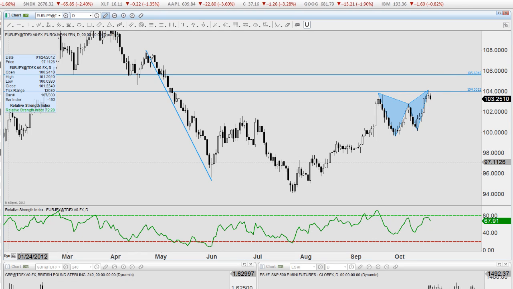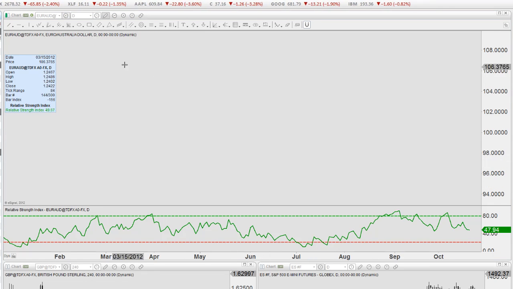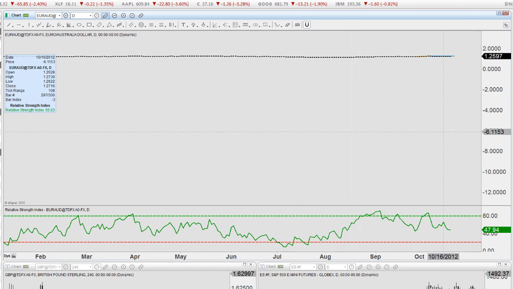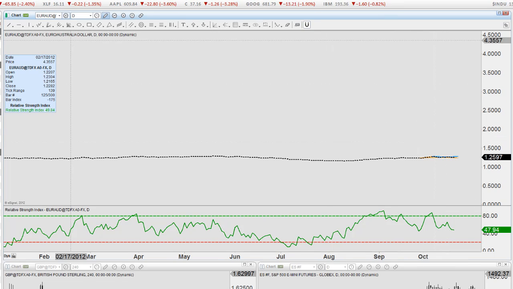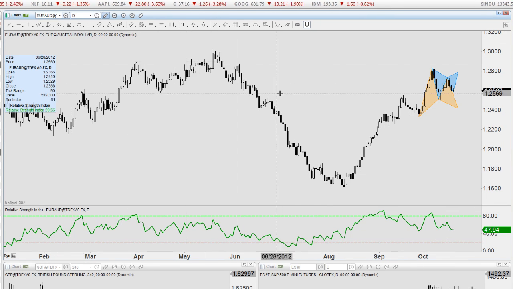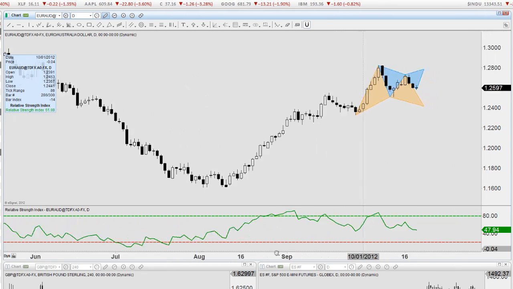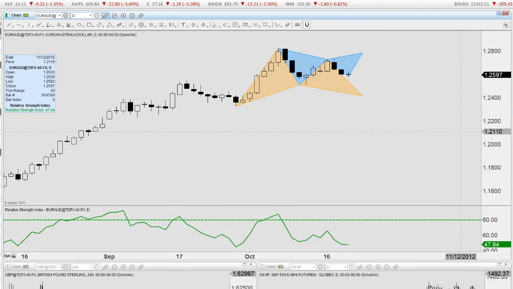The last one I'm going to show you guys is a trade for this week. It's going to be EURAUD. And we're going to have to make my chart a little fatter. Hang on here. Boom. There we go. Got two Gartley patterns setting up. This is on the daily chart.